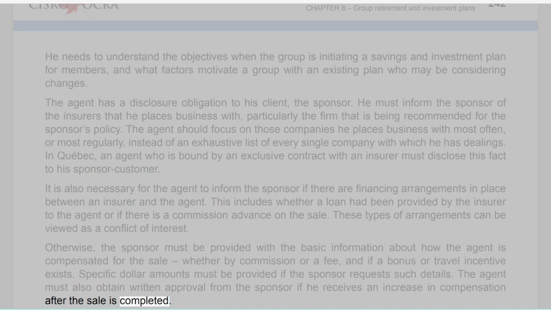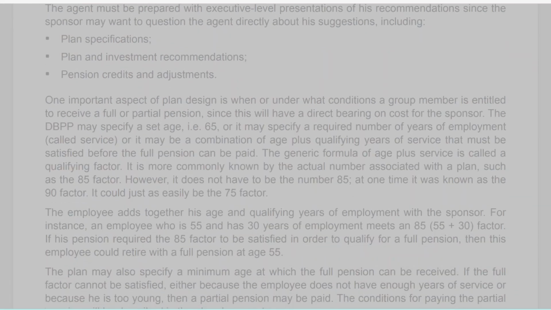The agent must be prepared with executive-level presentations of his recommendations since the sponsor may want to question the agent directly about his suggestions, including plan specifications, plan and investment recommendations, and pension credits and adjustments.